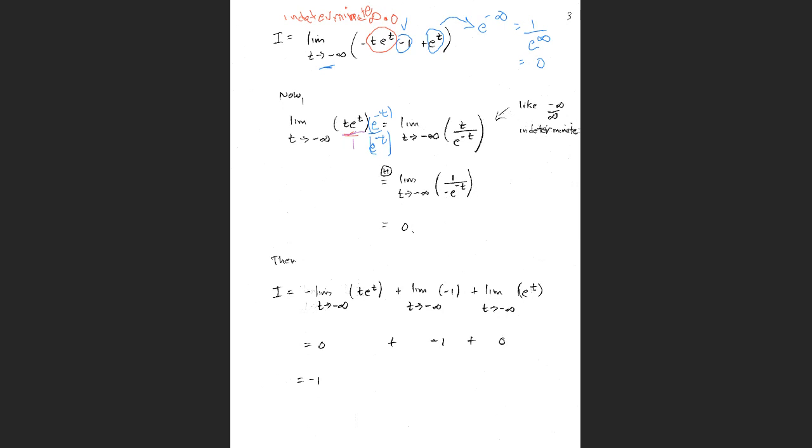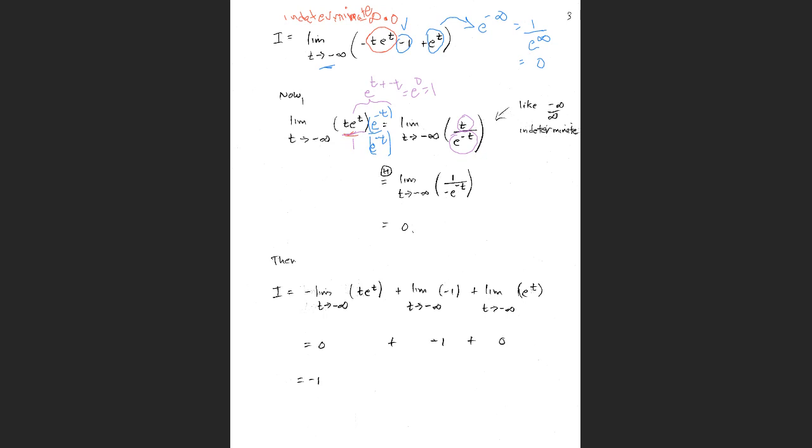Okay, now e to the t times e to the negative t, this part here, is just e to the t plus negative t, which is e to the 0, which is 1. So on top you're left with t, and on the bottom you're left with e to the negative t.